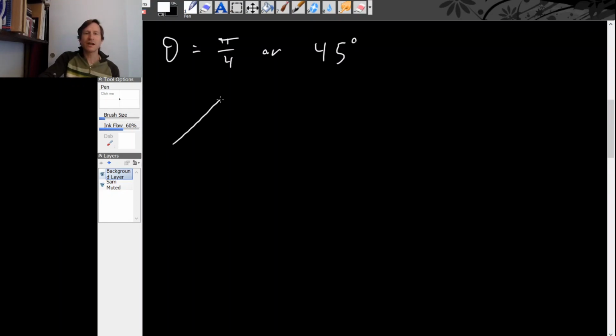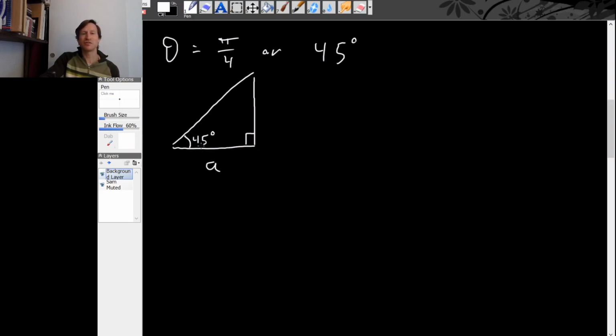And if we draw a right triangle with a 45-degree angle in it, like this, the adjacent side is, well, let's call it A. Here we have 45 degrees. There's a right angle right here, but remember, the angles in a triangle have to add up to 180 degrees.